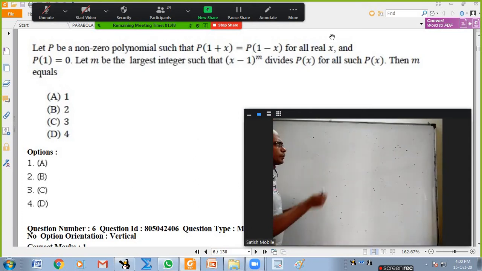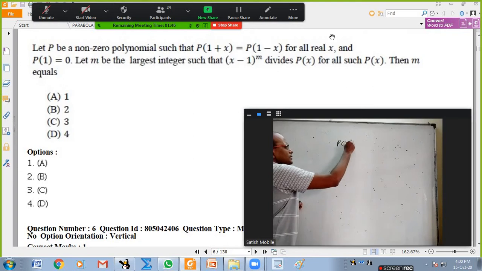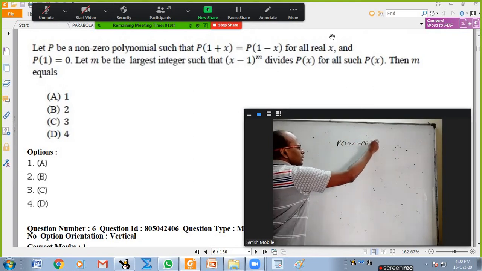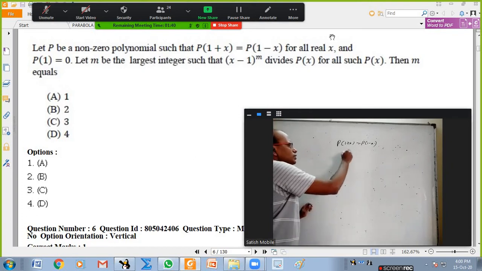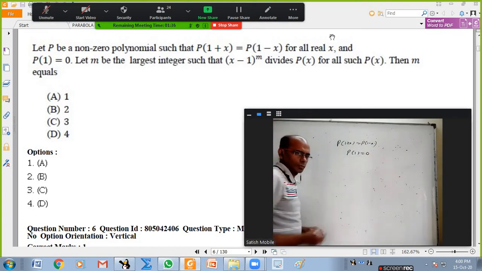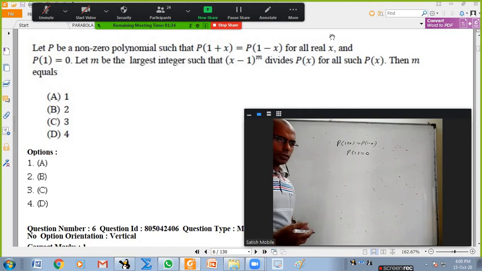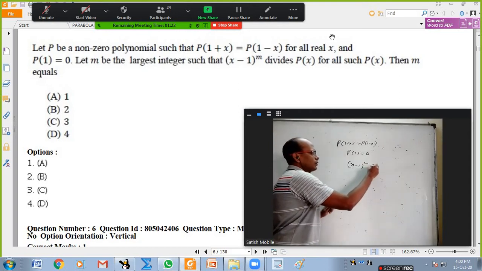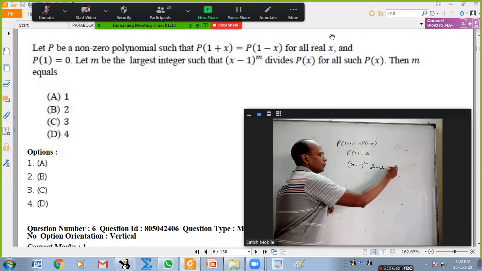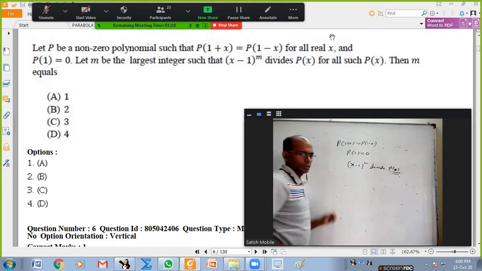Okay, what is this? P of 1 plus x is equal to P of 1 minus x. There is a polynomial where P of 1 is 0. And there are so many polynomials like that satisfying these two conditions. Okay. And it should not be constant. It is a non-zero polynomial. Then it should be divisible by (x minus 1) to the power m, which divides P of x, for all such polynomials.